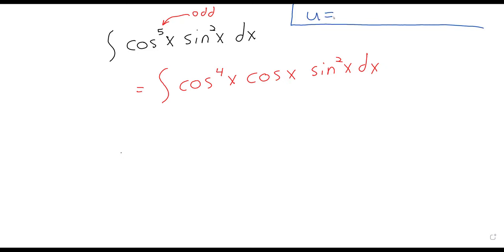Our goal is to let u be the trig function we don't have an odd power of. So here our goal is to let u be the sine. The reason we're breaking that apart is so that we'll have a du and be able to do substitution. The sine squared will turn into u squared. It shouldn't cause a problem. So what we need for this substitution to work is to turn that even power of the cosine into sines so that they'll turn into u when we do this substitution.